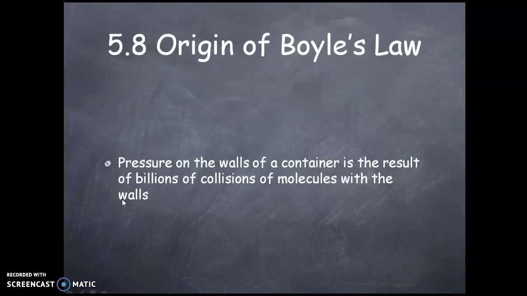Origin of Boyle's law. The pressure on the walls of the container is the result of billions of collisions of molecules with the walls. So these molecules keep on hitting the walls, and that's how the pressure is built on the walls.